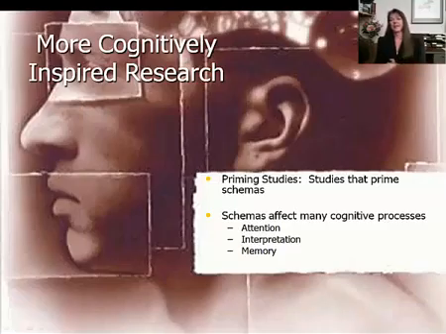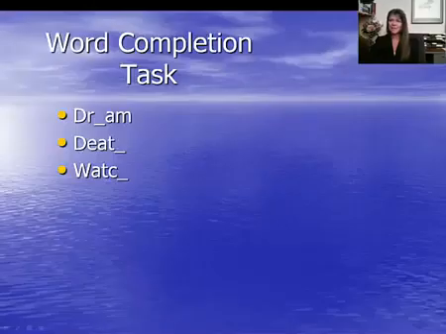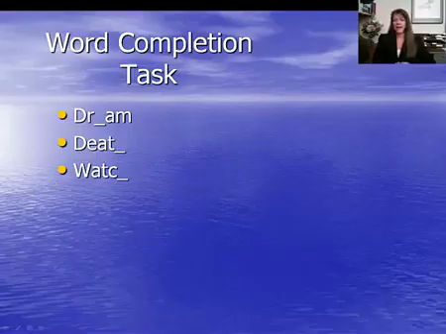And in the studies showing this, the typical methodology is that first we prime somebody, we prime two different groups, okay, for two different schemas. And then we give them something to test their attention or their interpretation or their memory and see how it affects those processes differently. So the example I'm going to give you is a really cool study that was done. Participants were divided randomly into two groups.